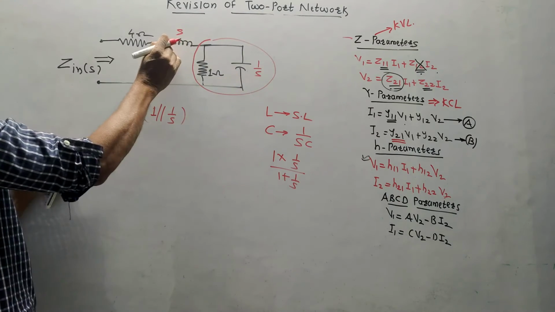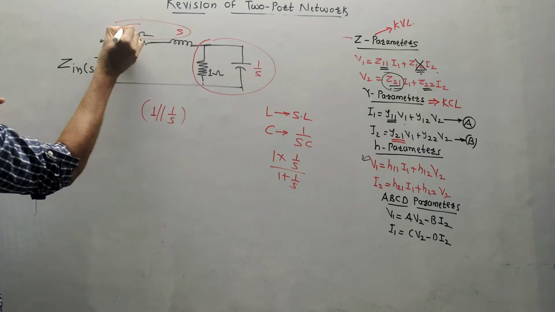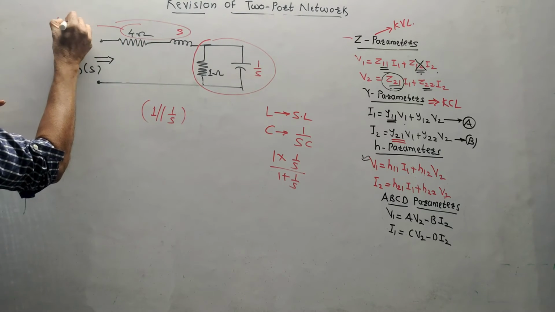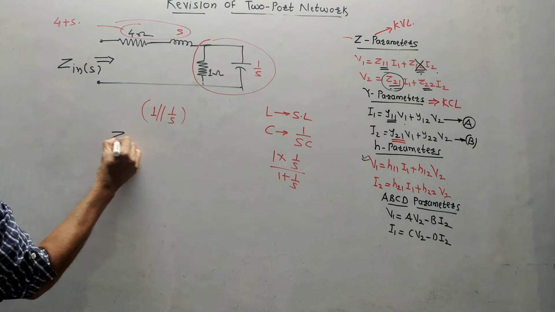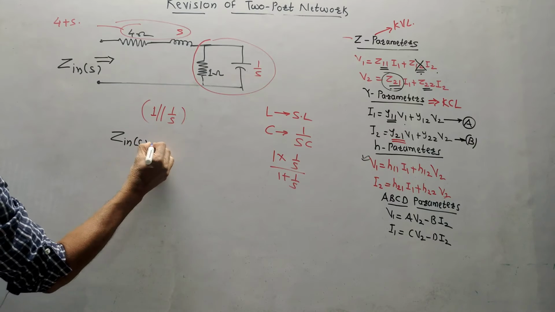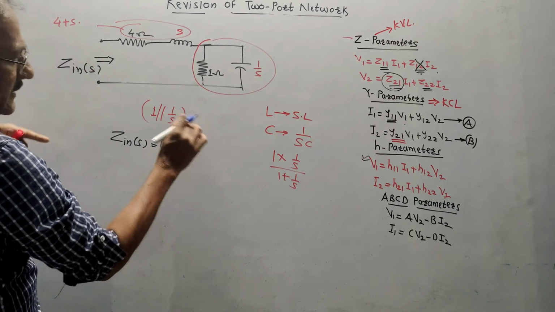Next is series. By default, these two are in series, so if I combine these two, I will get the answer. Since they are in series, it is 4 plus S. So the final driving point impedance, I will write it like this: Z in of S is equal to 4 plus S plus this parallel combination.